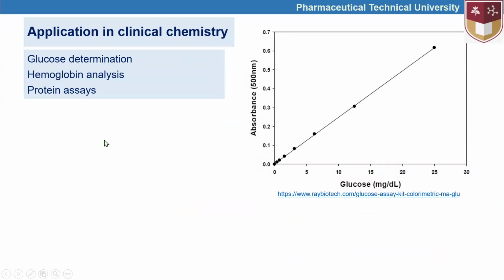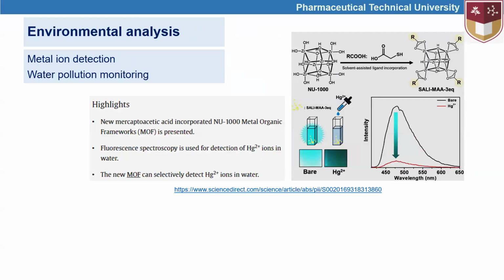And these are about the application in clinical chemistry. In clinical chemistry, colorimetry is widely used for the quantification of glucose, as shown here, for hemoglobin analysis, for protein analysis. I mean, colorimetry is one of the most practical methods in clinical applications. And here we can see that colorimetry is also widely used in environmental analysis for methylene detection or water pollution monitoring, as shown here.